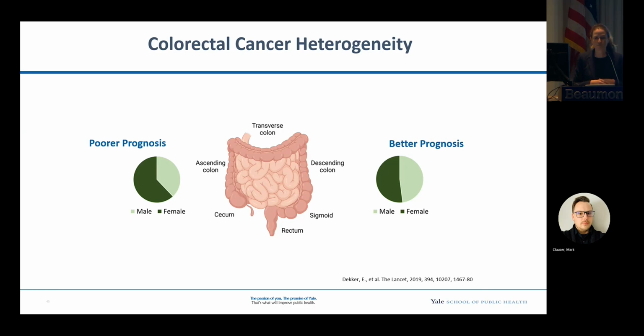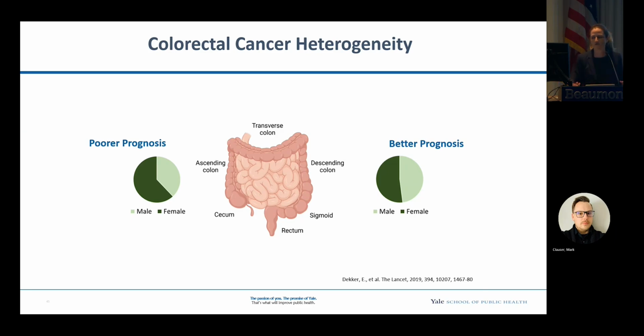There are various regions of the colon that start from the cecum, which is on the right side near the appendix, going up to the ascending colon. Then you have the left side of the colon, which is the descending side, and also the sigmoid colon and the rectum. What we've seen in many different meta-analyses now is that if the patient has a tumor on the right side of the colon, they have a much poorer prognosis than if it occurs on the left side of the colon.